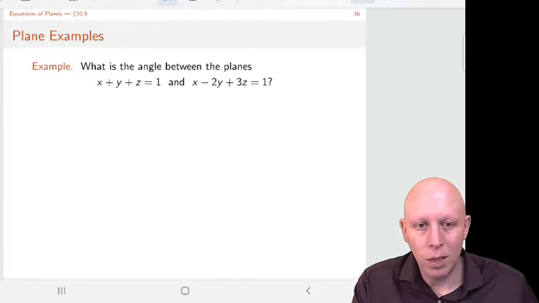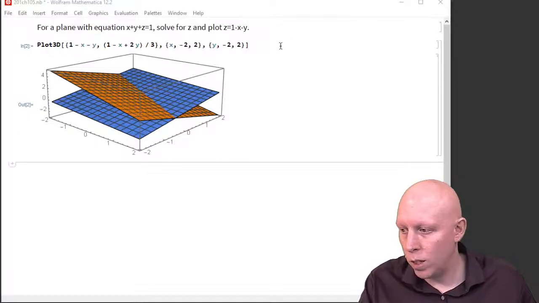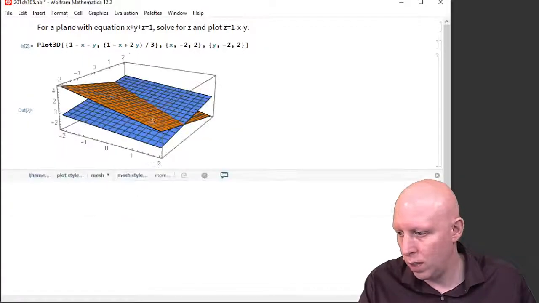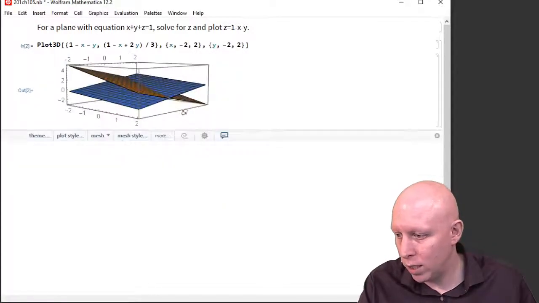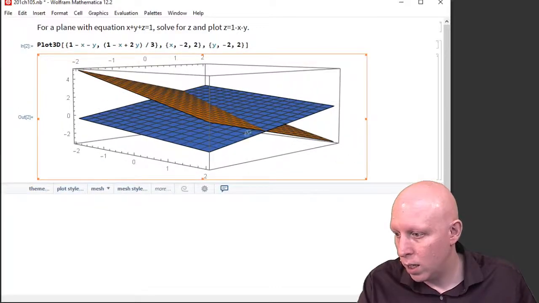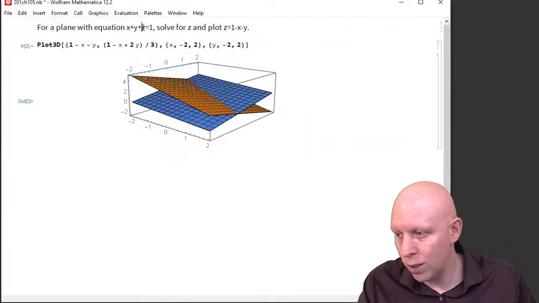Let me get Mathematica set up. Alright, so let's visualize these planes. So if we want to use Mathematica to visualize a plane or to plot a plane, then the best way to do that, as long as your coefficient of z is non-zero, you take your equation of the plane, you solve for z, and you plot.